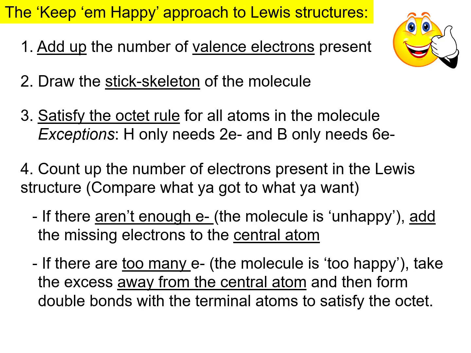If there are too many electrons, the molecule is too happy. So again, we're going to make our corrections at the central atom, and then we're going to take a lone pair on one of the terminal atoms and turn it into a bond instead of a lone pair in order to satisfy the octet on the central atom. Let's look at some examples.